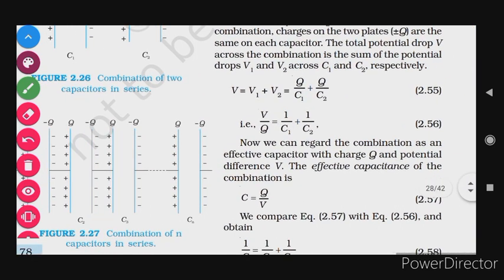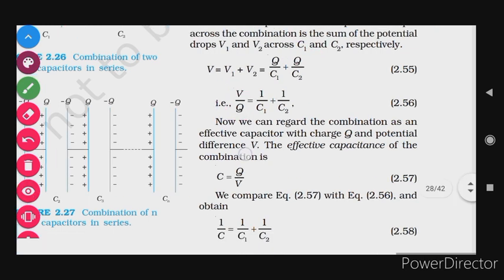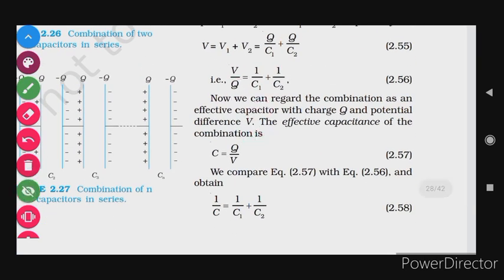Now I can also write V is equal to, taking Q common, and bringing it to the denominator by cross multiplying. So V upon Q is equal to 1 upon C1 plus 1 upon C2, and this will become my effective capacitance. Now we can regard the combination as an effective capacitor with charge Q and potential difference V. The effective capacitance of the combination is C equal to Q by V.